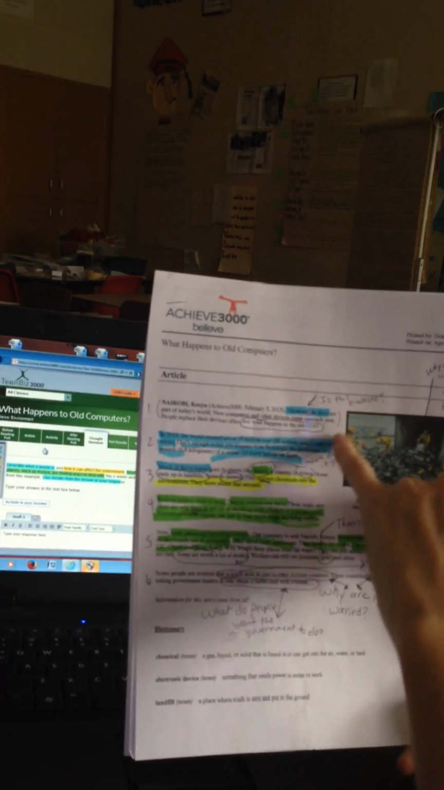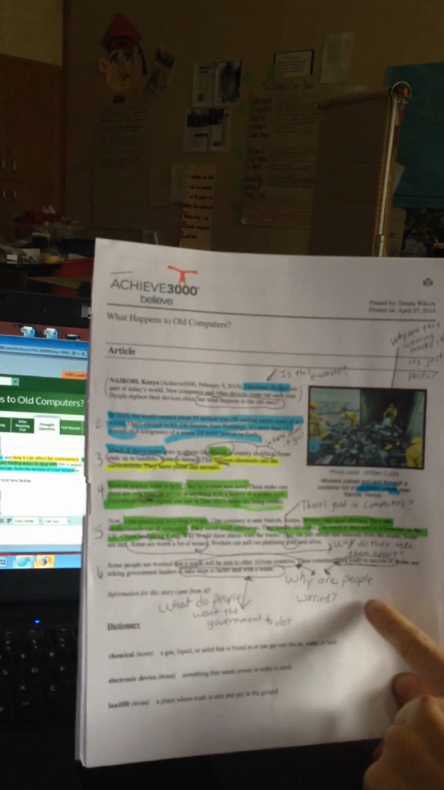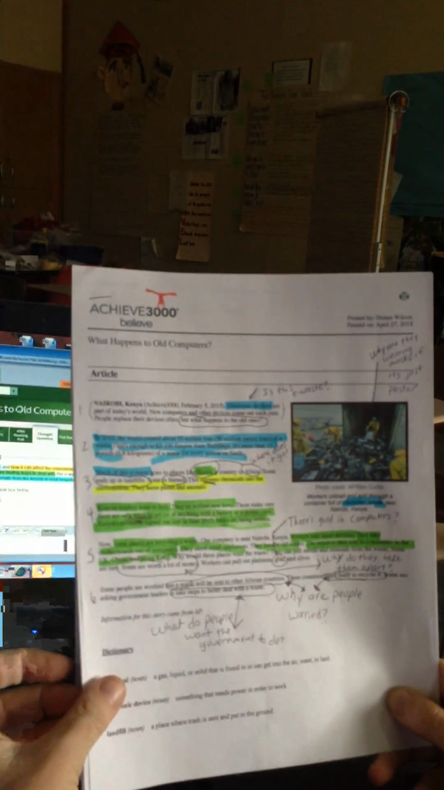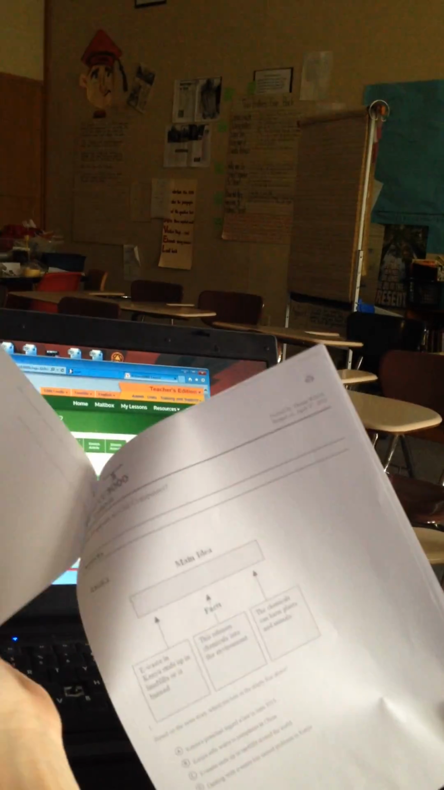Oh, and this is me with them, asking questions as they're reading, breaking apart the article. This is the small group that I'm working with at the back table. This would be the below grade level group. So we've gone all the way through this article. They haven't actually answered these.